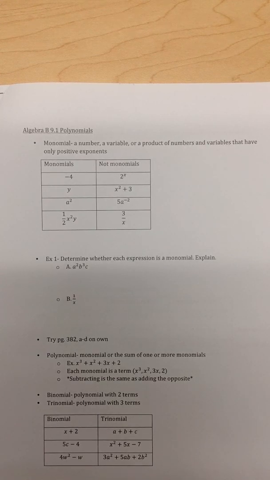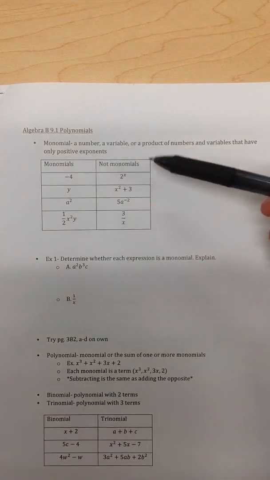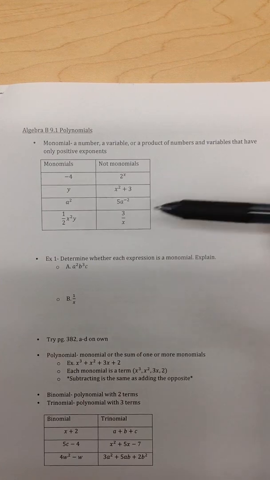A monomial, which mono means singular, so a singular form of a polynomial, is either a number, a variable, or a product of numbers and variables that have only positive exponents. Okay, so we've got some examples of things that would be monomials and things that would not be monomials.